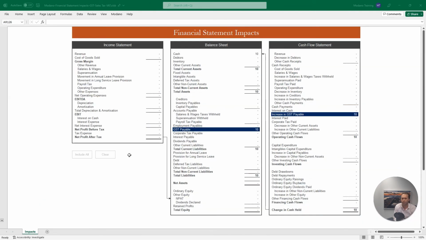So in summary, the inclusion of GST or sales taxes or VAT in a financial model requires the impacts of these taxes to be included within the balance sheet and cash flow statement, but has no direct impact on net assets. And from a financial statement impacts perspective, GST is reported via a GST payable current liability in the balance sheet, which is offset by the increase in GST payable reported in the operating cash flows section of the cash flow statement.